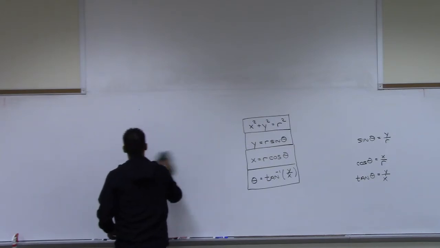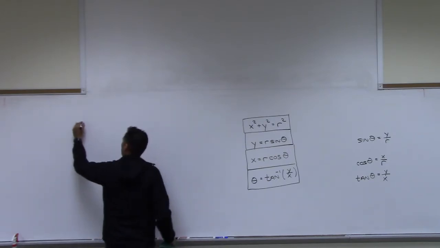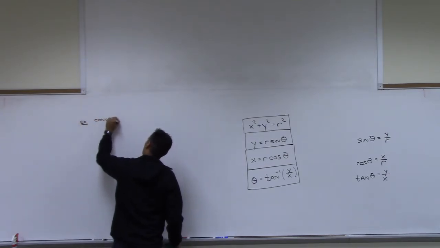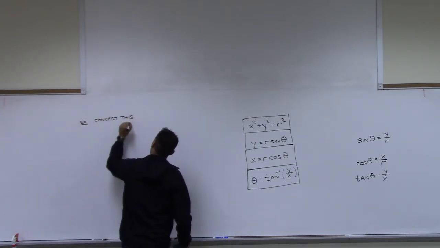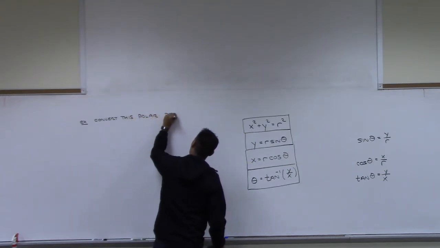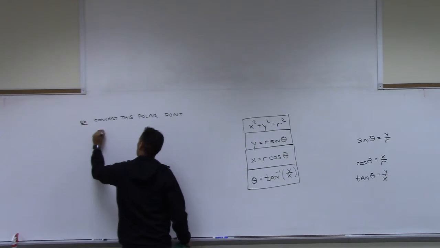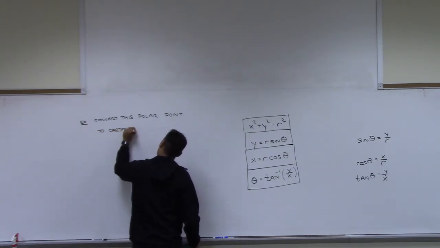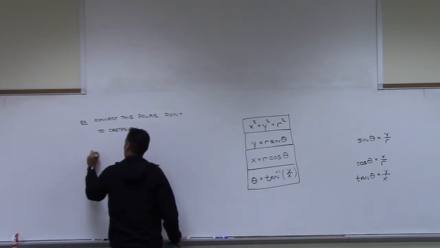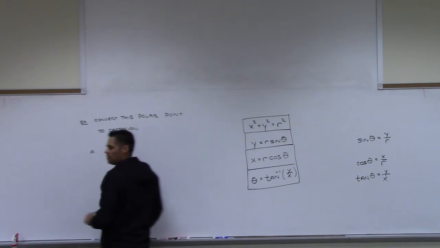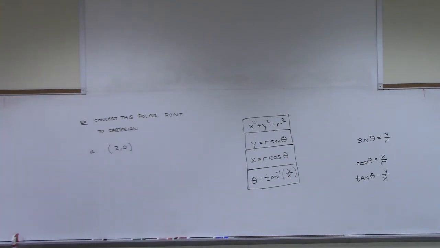So let's now, for this example, convert this polar point to Cartesian. All right, first example. What was the first one I gave you? Was it 2, 0? 2, 0? Okay.